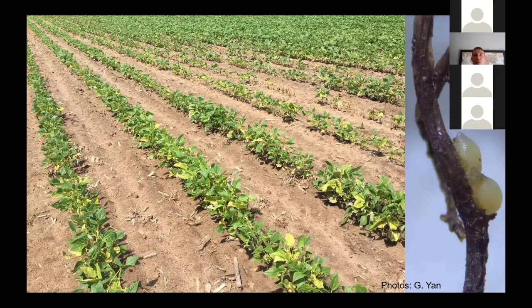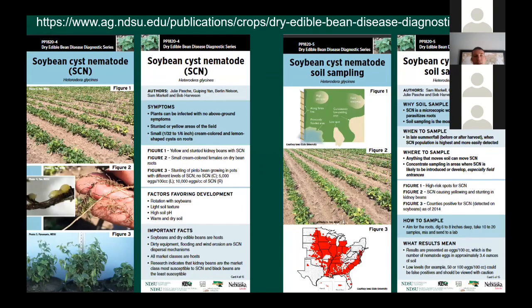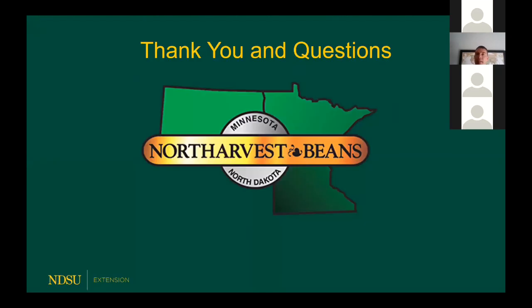The one thing I wanted to say about SCN is that towards the end of the season, you might want to consider sampling to see if you have it in your field. These are 2 cards from that dry bean diagnostic guide. It's the same website up top, and there's information about SCN and information about how to sample. That right card is all about sampling. And that's all I have for you.